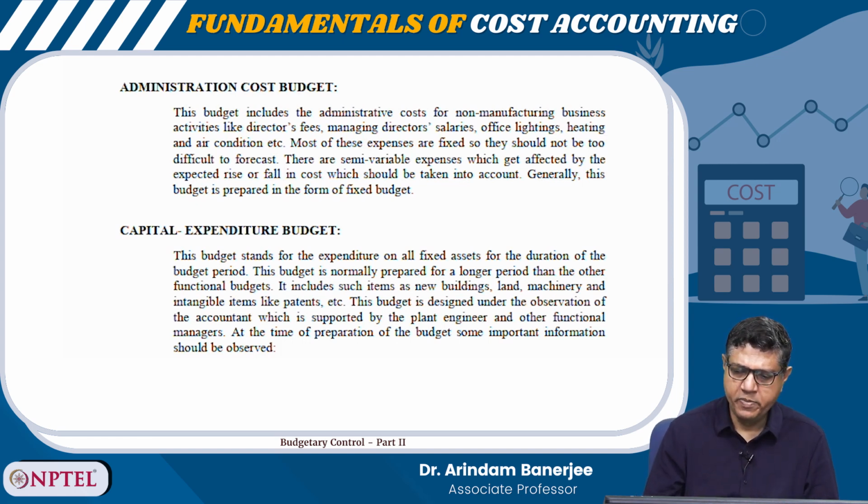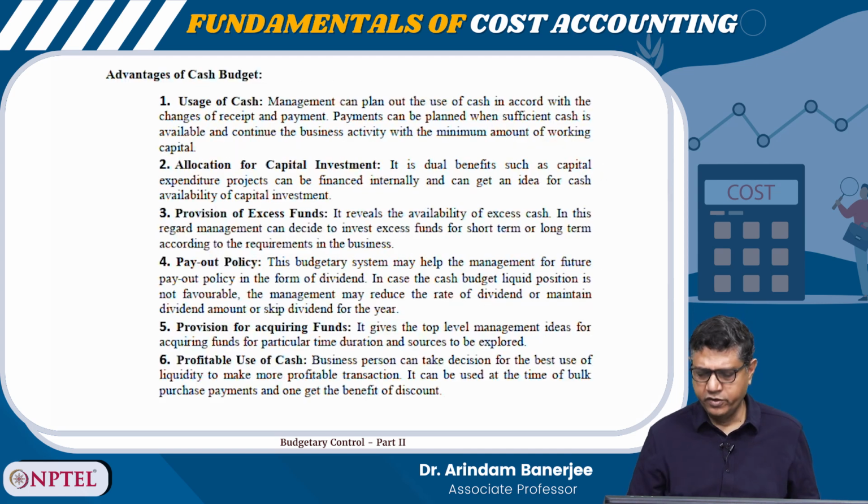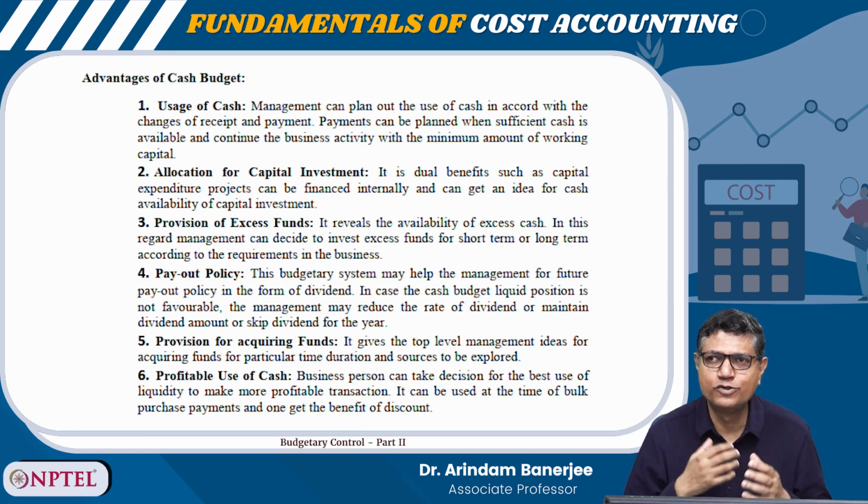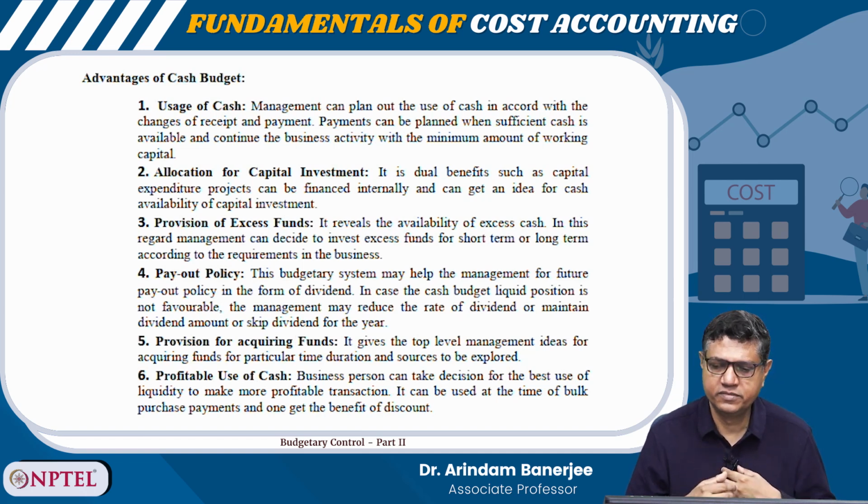This budget is normally prepared for a longer period than the other functional budgets. It includes such items as new buildings, land, machinery, and intangible items like patents, etc. It is designed under the observation of an accountant, supported by the plant engineer and functional managers. In fact, this entire budgeting exercise is actually a joint effort of all the departments. They should work together, brainstorm together, and come out with the solution. Thank you.